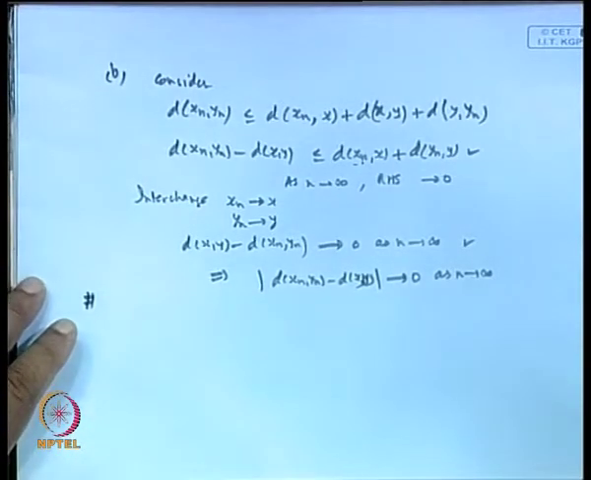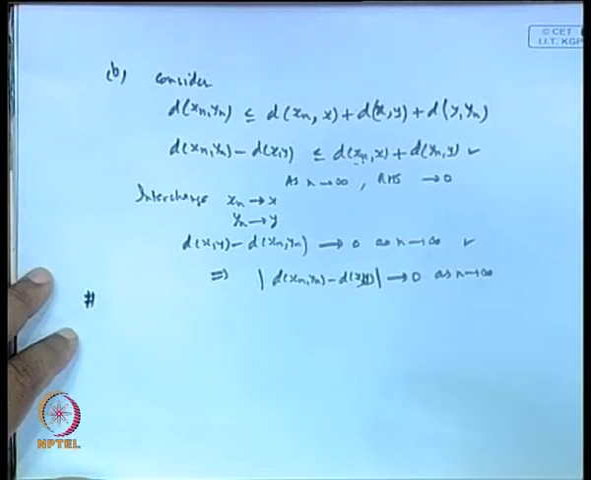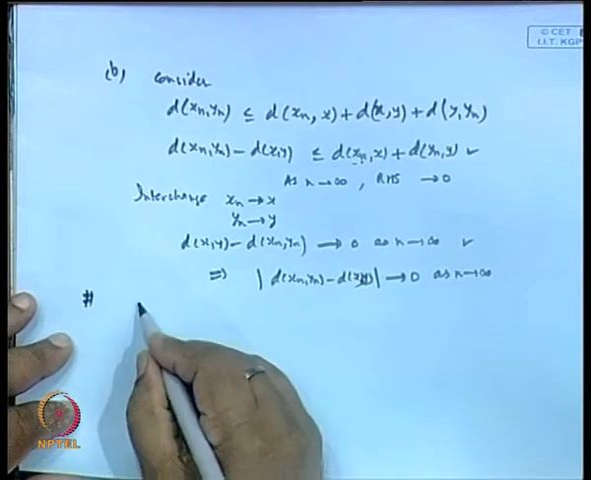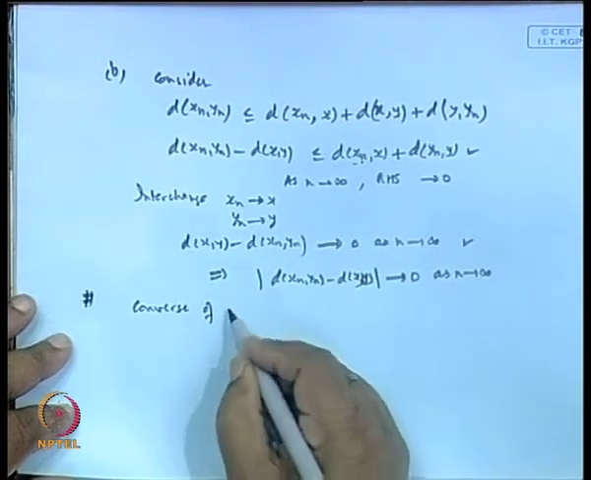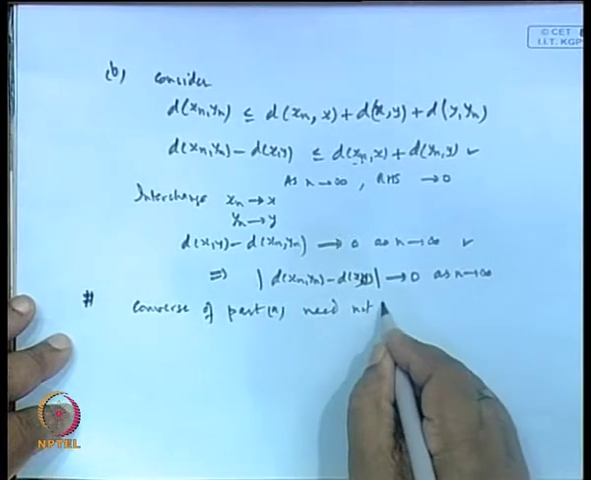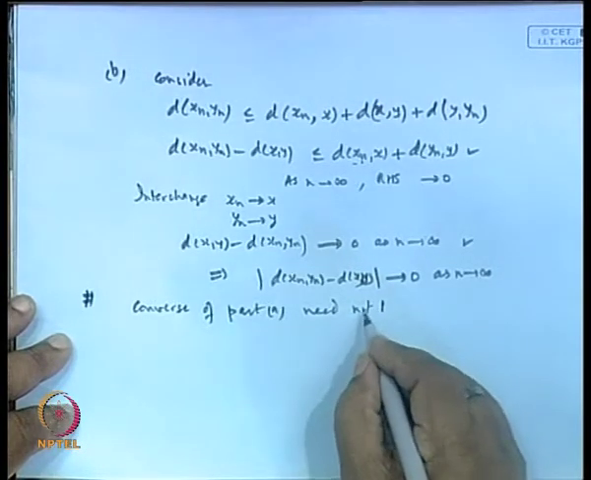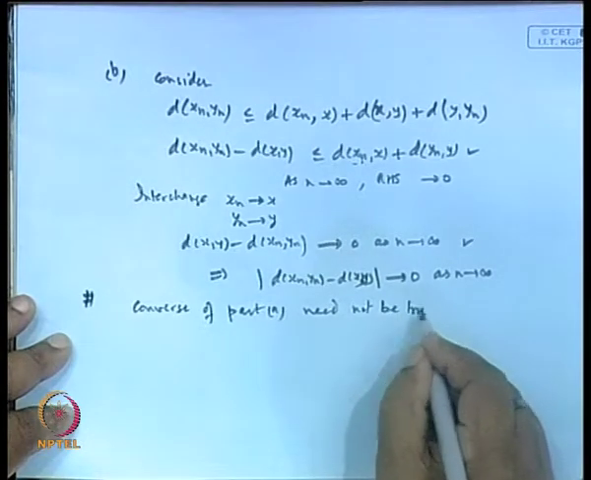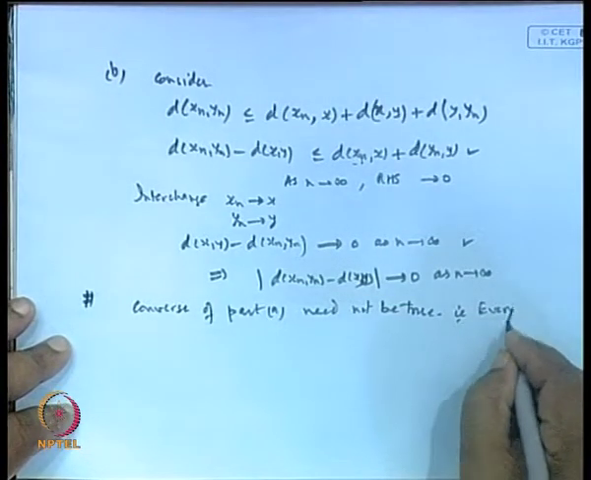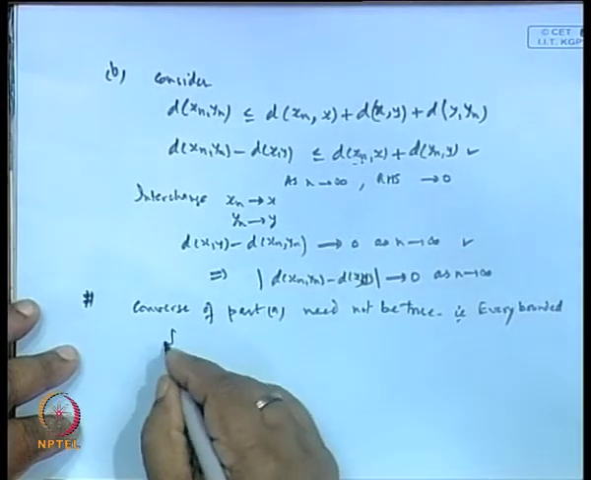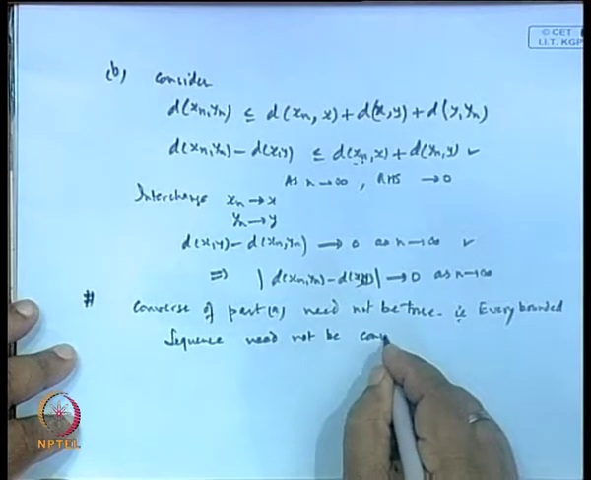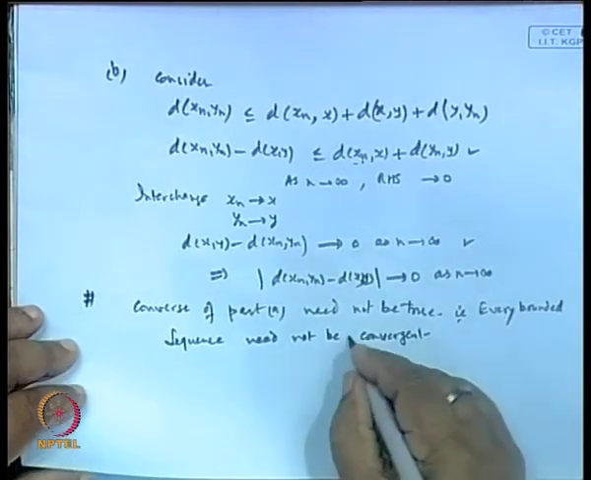Now, so far we have considered the convergence of the sequence and the corresponding sequence set to be a bounded set, and the relation between convergent and bounded. The converse of part A need not be true always. That is, every bounded sequence need not be a convergent sequence.